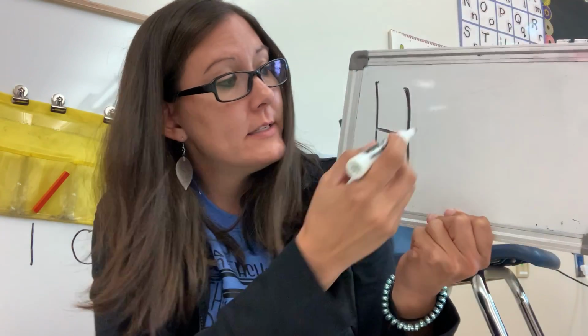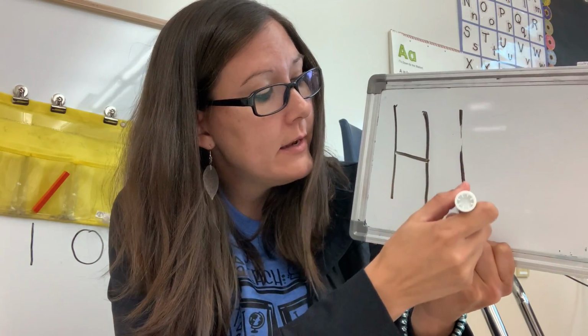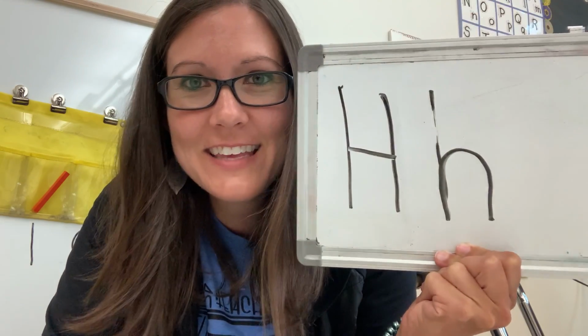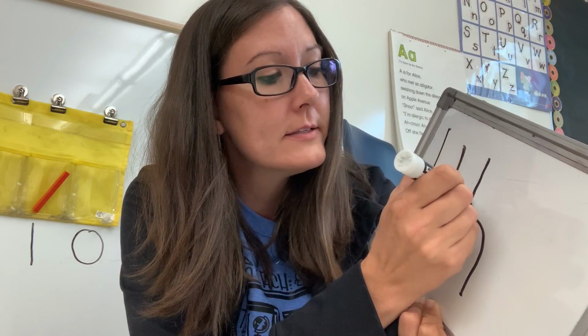Let me show you lowercase h. Straight line down. And then a hump, like that. That is lowercase h. Fix that there. I want you to practice that with me.